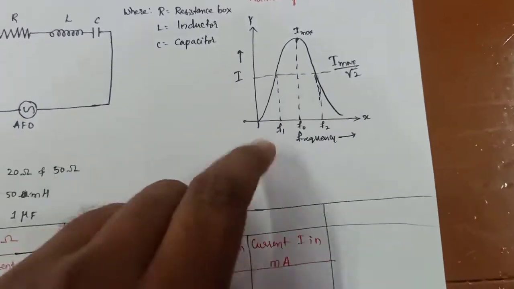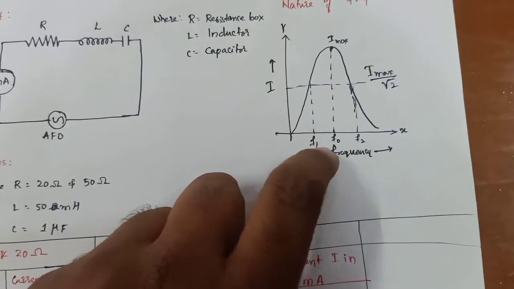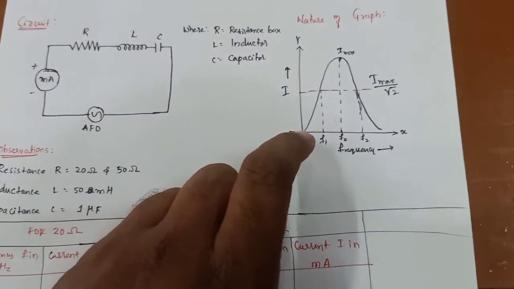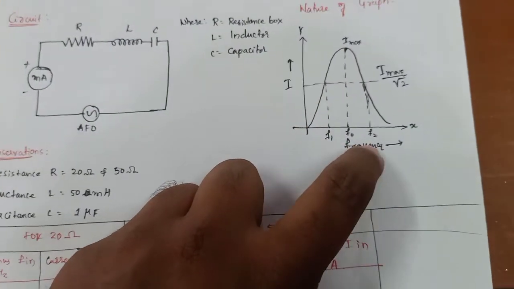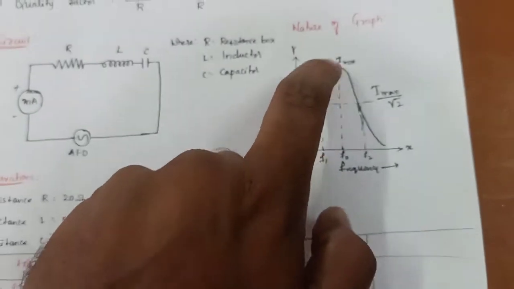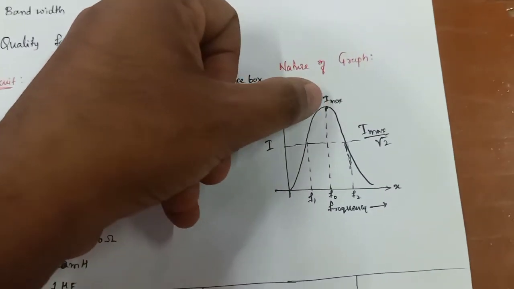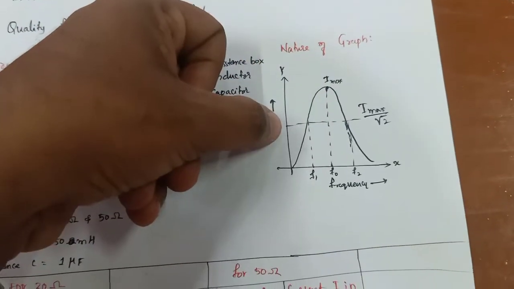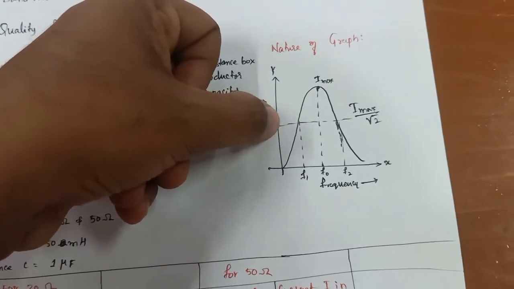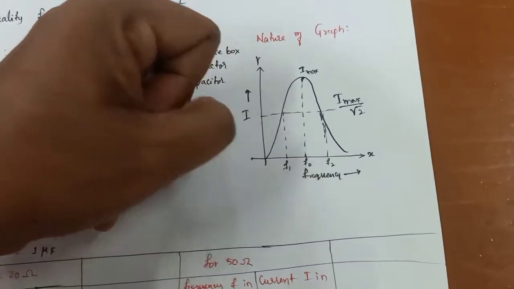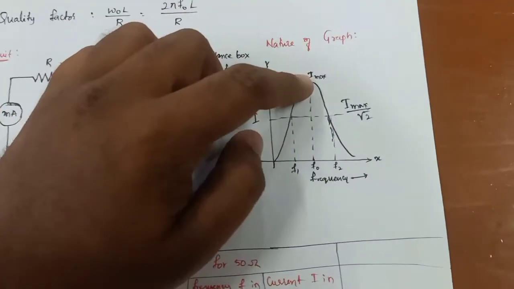By observing this graph, we can say that when frequency is increasing, the current also increases. There is a maximum current, known as I maximum, and this is the root mean square value of the current, that is I maximum divided by root 2. This is F1 or F2. These two are known as the lower cutoff frequencies. This is the higher cutoff frequency.